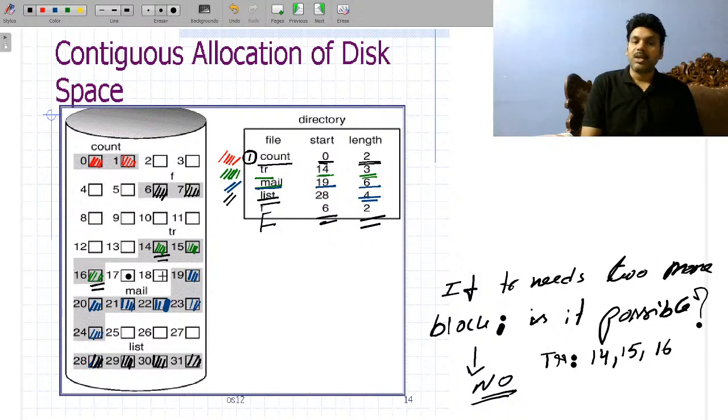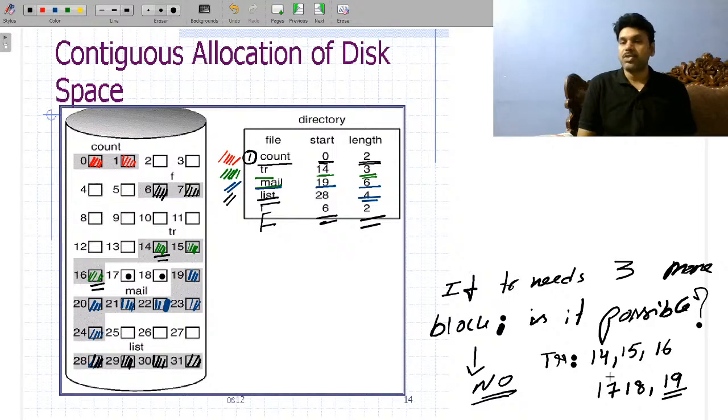So this is freely available. Yes, it is possible. Now if I ask for 3 blocks instead of 2, then a problem comes. So 3 more blocks means 17 okay and 18 okay, but 19 is not possible. Why is 19 not possible? Because 19 is already allocated to the next file, called Mail. In that case, 2 blocks you can get sanctioned immediately because 2 are available, but 3 is not possible.